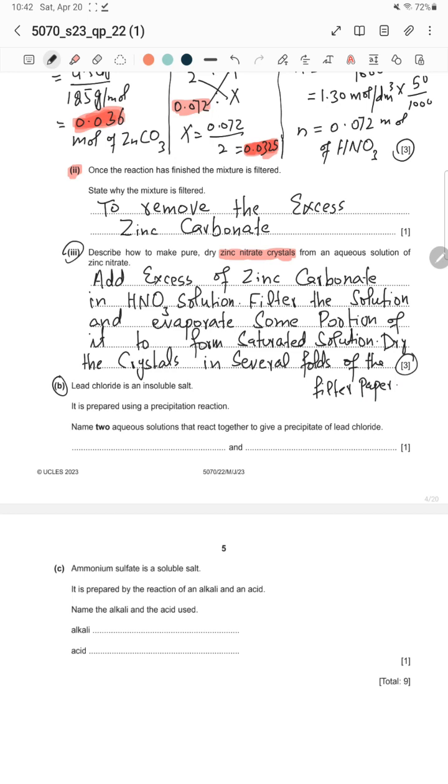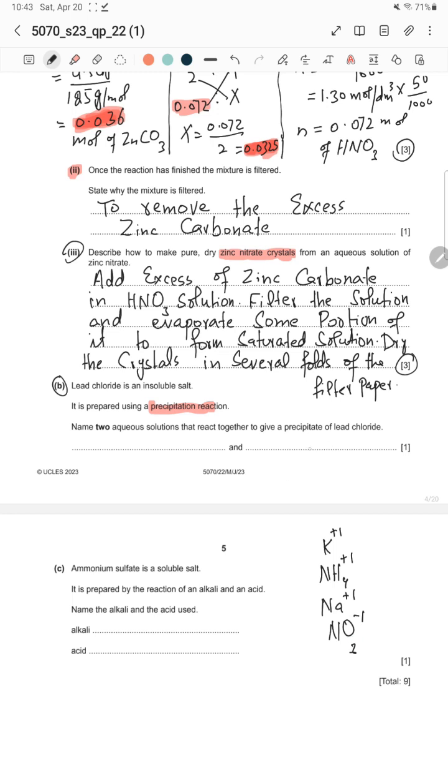Part B: lead chloride is an insoluble salt. This is from the topic acid, base and salt. From the solubility table you know 2 chlorides are insoluble, lead chloride and silver chloride. It is prepared using a precipitation reaction, so we already know this. Name two aqueous solutions that react together to give precipitate of lead chloride. So you know, you use the following four ions in order to write the reactants of insoluble salt.